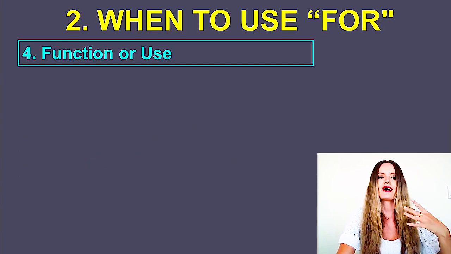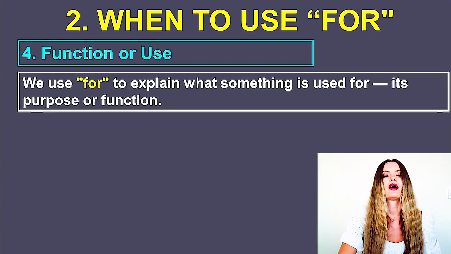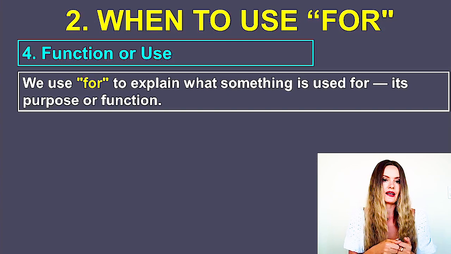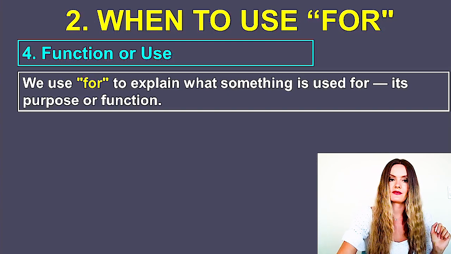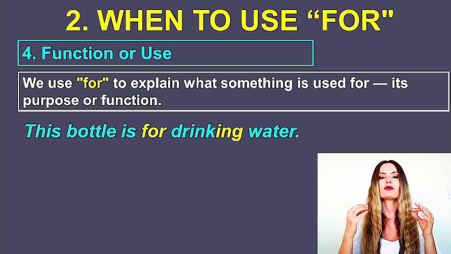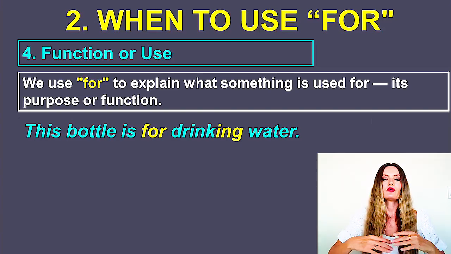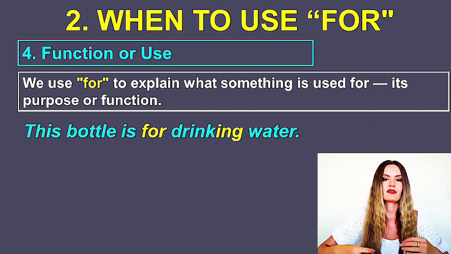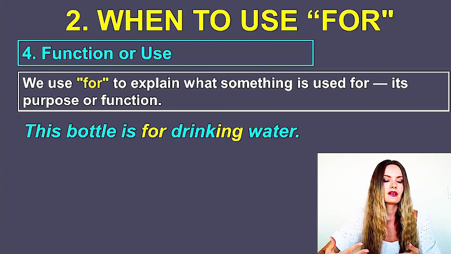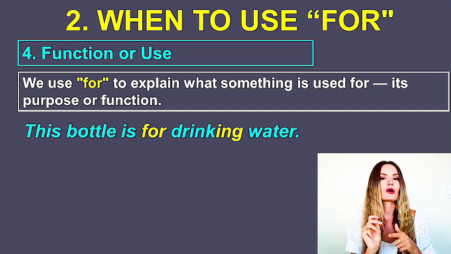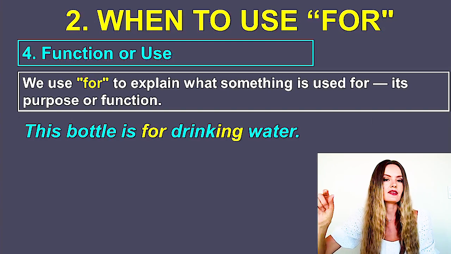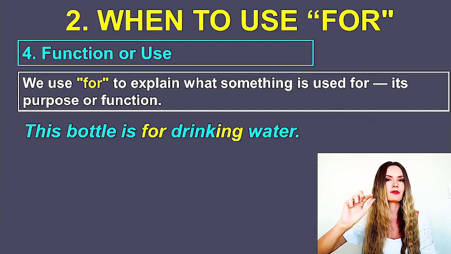Number 4, function or use. We use for to explain what something is used for, its purpose or function. This bottle is for drinking water. Here you should be very attentive. When you want to say the purpose or the function, when you want to explain what something is used for, you should use a gerund or a noun after for. This bottle is for drinking. So here we use a gerund, drink plus ing.